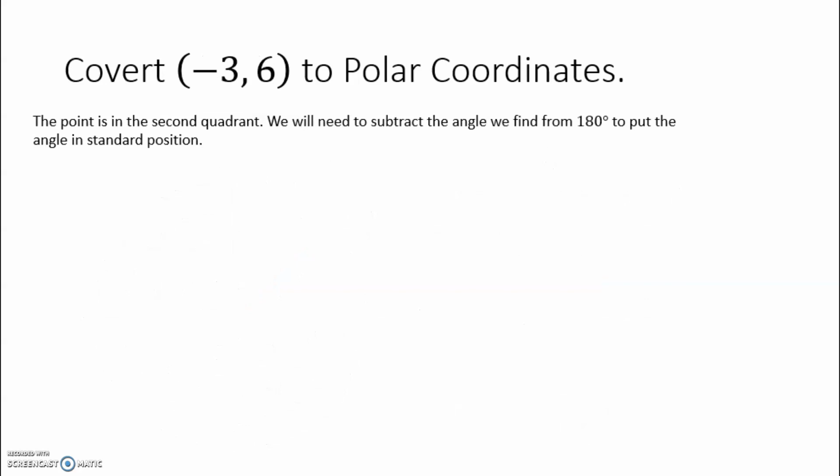Okay, now we're going to convert -3, 6, which is in the rectangular coordinate system, to the polar coordinate system. So first thing to do is figure out, where is this point? What quadrant is it in?